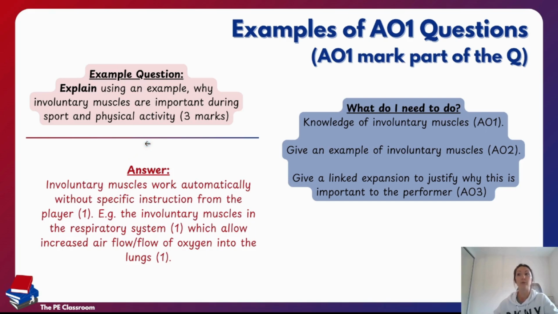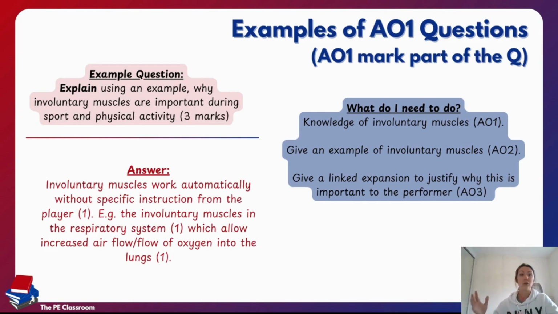So involuntary muscles work automatically without specific instructions from the player. So obviously they're talking about a sporting example here, but they're specifically talking about what involuntary muscles are. That's their AO1 mark. E.g. the involuntary muscle in the respiratory system, so that breathing in and out. We do that as you know, every single day without even thinking about it and giving our brain that command. They've given the example. This allows increased airflow or flow of oxygen into the lungs. So they've gone into that a little bit more detail.